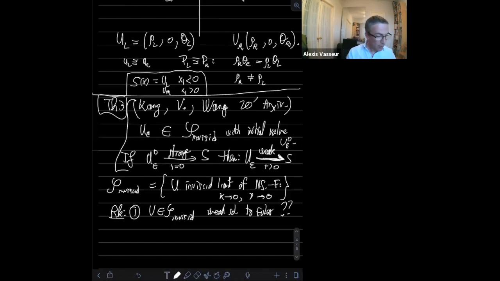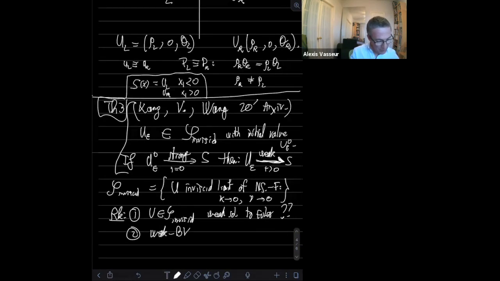But I can claim that you have a sort of weak BV principle, I mean stability, for S, for this singularity. I don't claim it for all, but for this one we have it. So we can say that if your initial value converges to S, then you cannot go out. So especially it's unique in the class of inviscid limits.